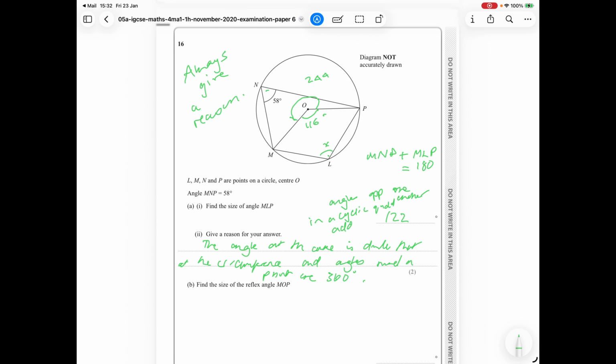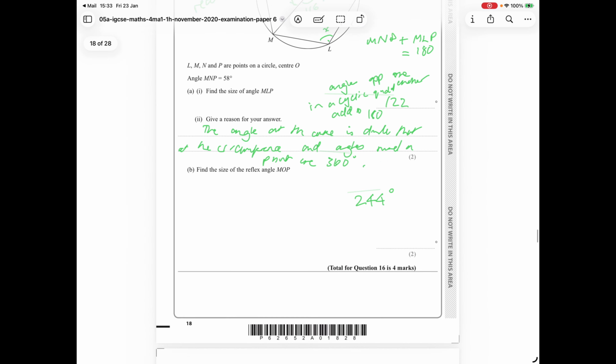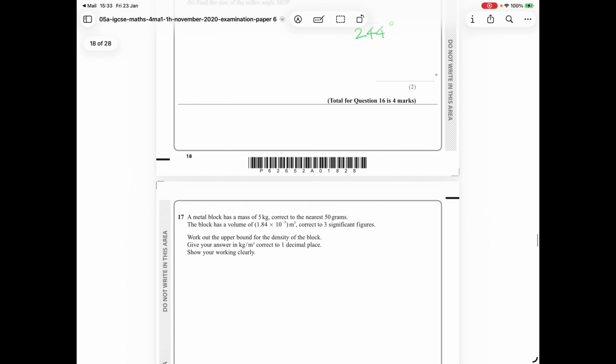And then find the size of the reflex angle MOP. So reflex means bigger than 180. So it's the other side of the MOP, so it's 244, which we found already. I went at that in a very weird way, which I often do with these things. But anyway, we got 4 marks for that.